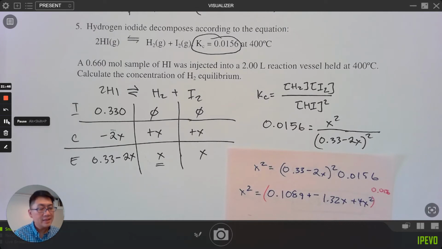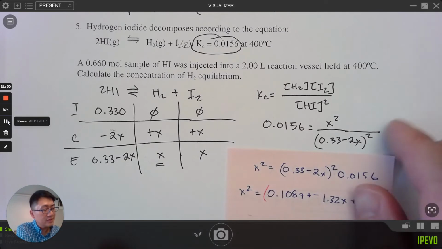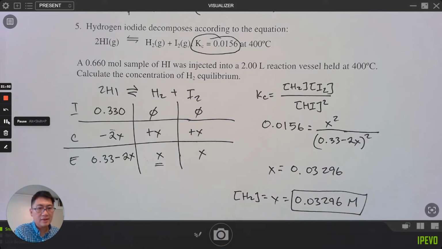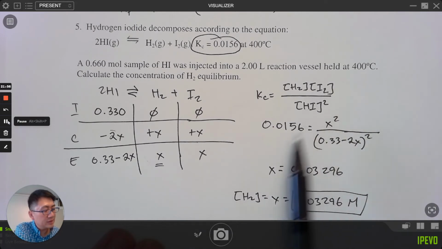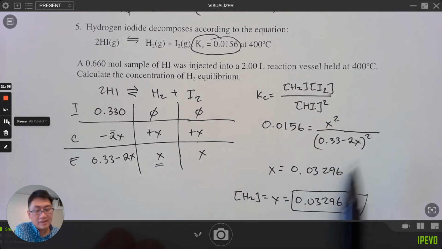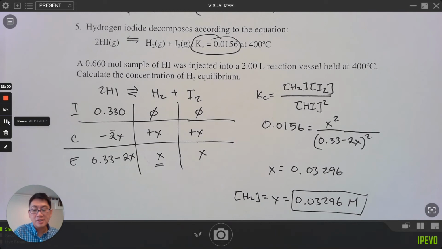I did not say it's easy. In fact, the most difficult part of doing all this ICE stuff is finding x. Setting it up usually is not that bad: products over reactants is equal to K. But find x, however you have to solve for x. That's purely algebra, and you're going to have to figure out the algebra part yourself.